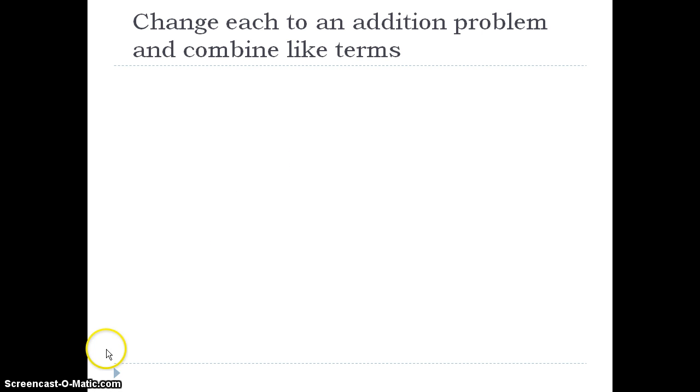Okay, where did that go? All right, there it is.